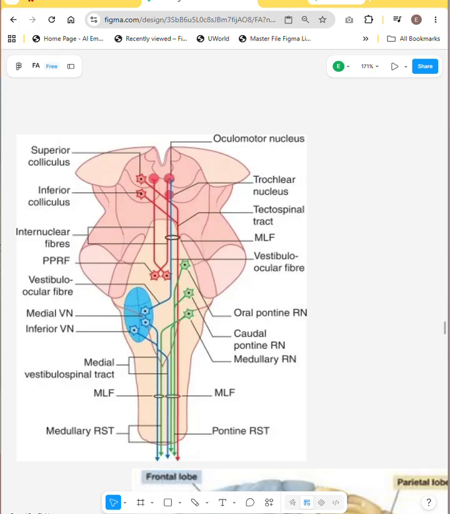So when you're looking to the left, the left abducens nucleus stimulates the left lateral rectus. Through the right MLF, it sends signals to the right oculomotor nucleus, causing contraction of the right medial rectus. Both eyes move left simultaneously. So all this horizontal gaze is connected using these MLF fibers.